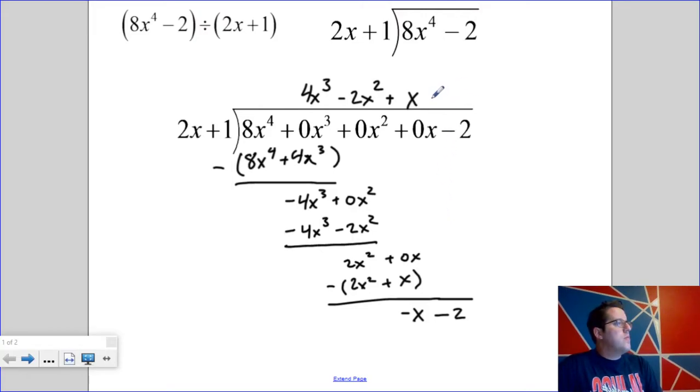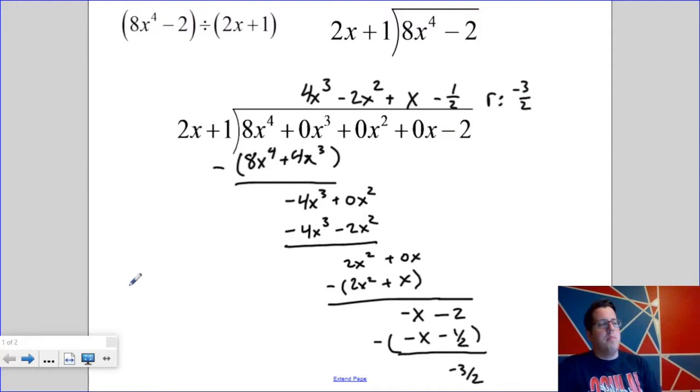And this is going to be a -1/2 to get -1x. And then I'm also going to get -1/2. I'm taking a negative and I'm subtracting a negative, so we've got to be careful. This is going to give me -3/2. Okay, so the way that I'm going to write my answer, I'm going to note that my remainder is -3/2 for the factor theorem and the remainder theorem.